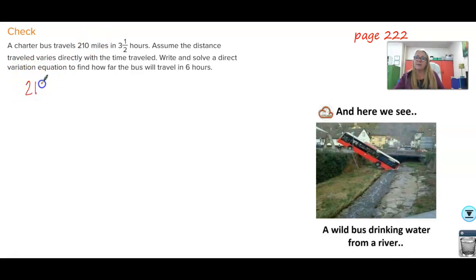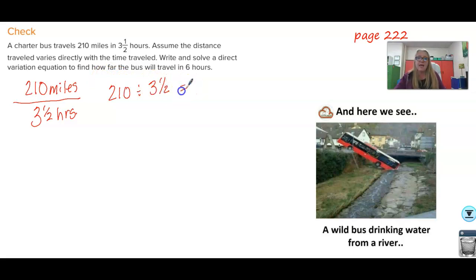We know it can travel 210 miles in 3.5 hours. We want to know how many miles it can travel in 1 hour. All right, so we do 210 divided by 3.5, and we get 60. Okay, that's our slope. That's our constant of variation. If we wanted to write this as an equation, we would write y equals 60x.